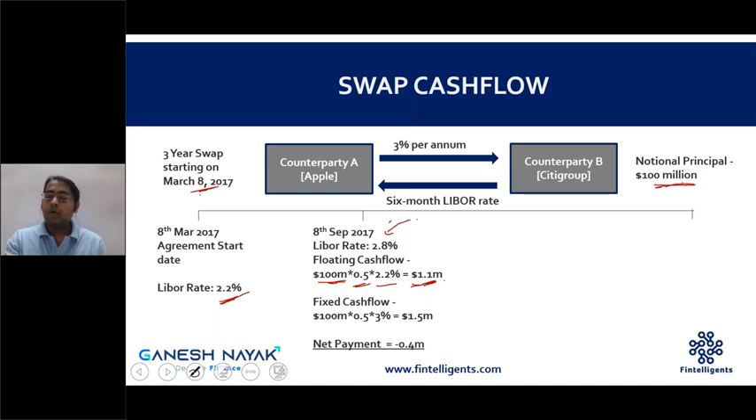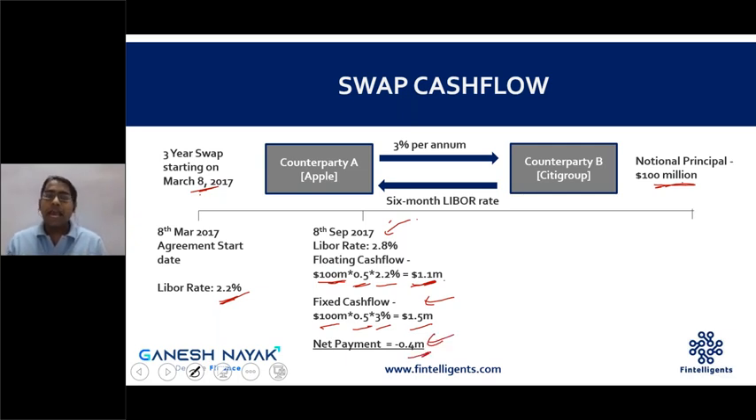Okay. Now let us look at the fixed cash flow. In this case, the fixed cash flow is $100 million, 0.5 into 3%. That means $1.5 million that has to be paid from Apple to Citigroup. Now, if you look at this entire transaction, what is happening is Apple is paying $1.5 million and receiving $1.1 million. That means on a net basis, Apple has to pay only $0.4 million.